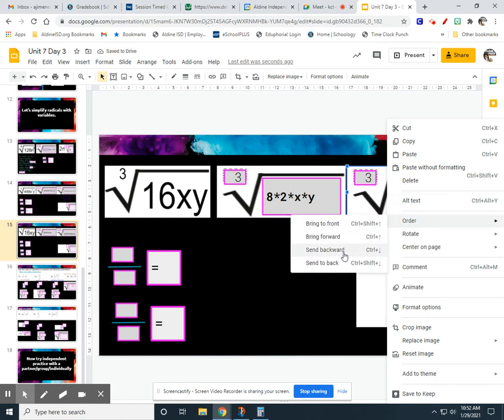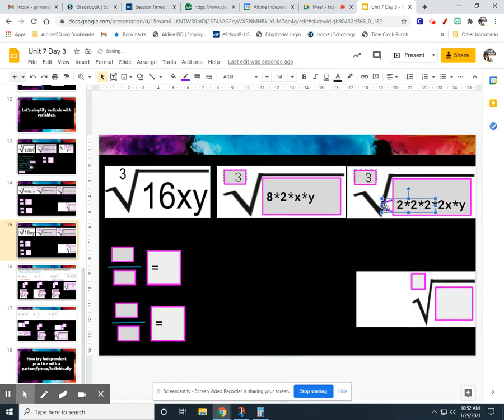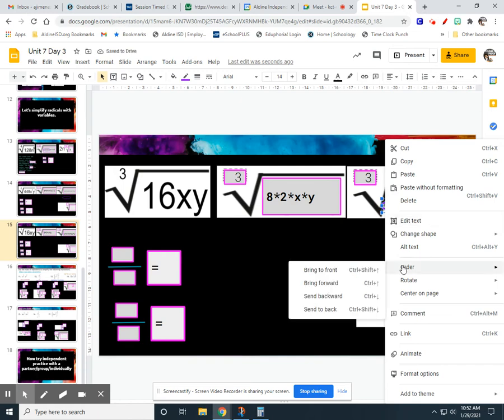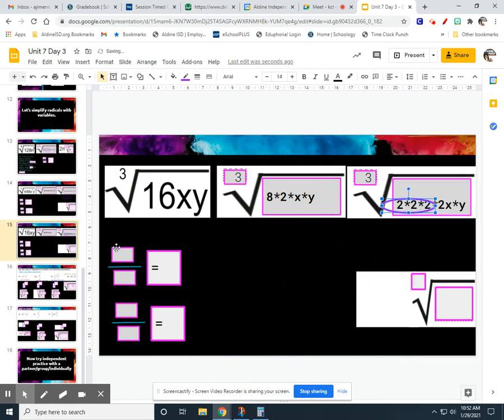Order, send back. Get this and send forward. There we go. All right, and then we have the index is 3, but the exponent is 1. So there's 0. You can't divide it, so that means that no x's come outside. We have the same thing with the y, so no y's come out.